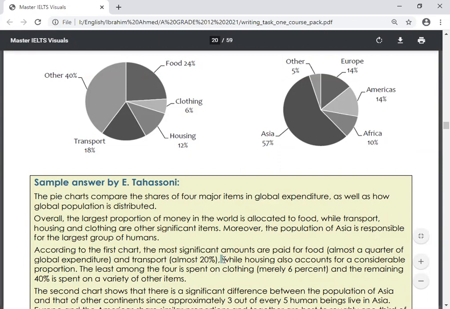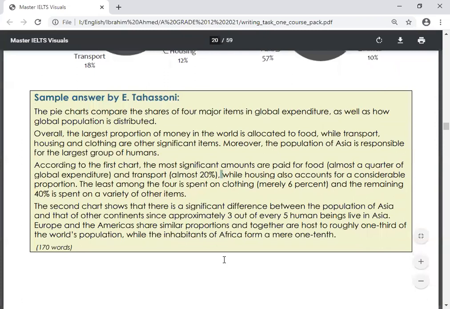The least among the four is spent on clothing. Merely, only, just, but merely is a more advanced word. It's better, guys, to use more advanced words. 6%. And again, he uses the brackets for the third time. And the remaining 40% is spent on a variety of other items.